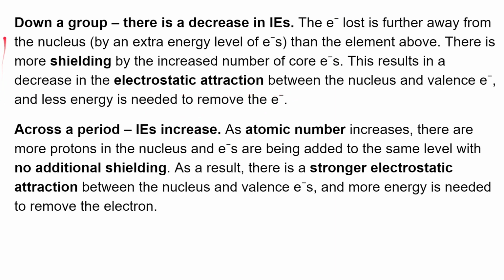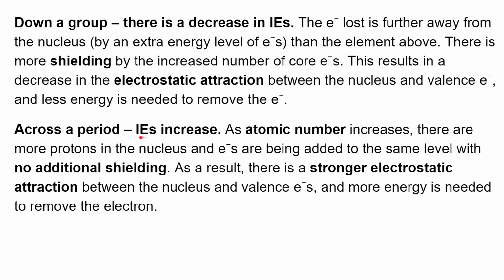So there's two reasons why there's the decrease down the group. The electron lost is further away, because if you remember atomic size, it's bigger as you go down the group. But there's also more shielding, so you need these two reasons if you're writing an excellence answer.